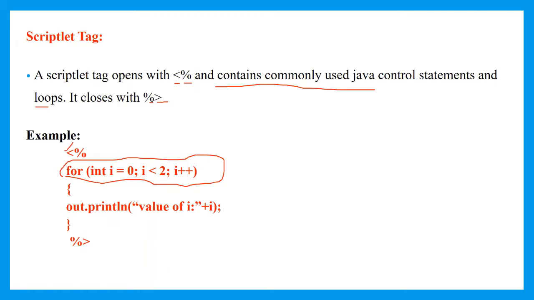So initializing the for loop, and this out is a default object of the PrintWriter class. Here there is no need to create any object of the PrintWriter class. JSP provides three default objects. One is out, another is request, another is response. So I have made use of the default object out of the PrintWriter class, and println is a method belonging to the PrintWriter class. And I am just printing the value of i on the browser, that is from 0 to 1.